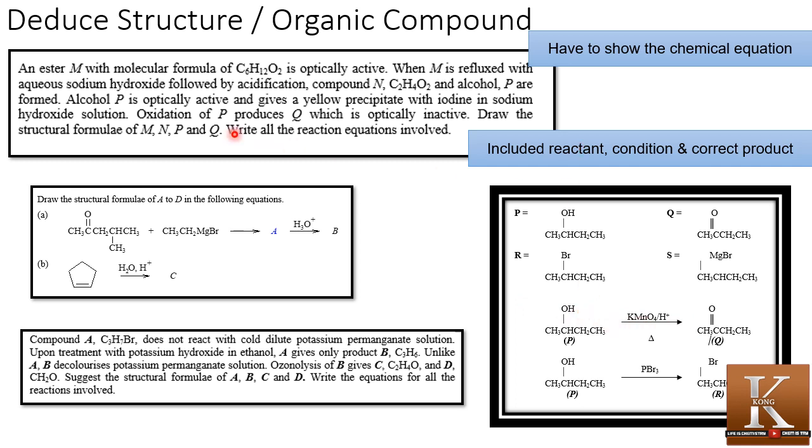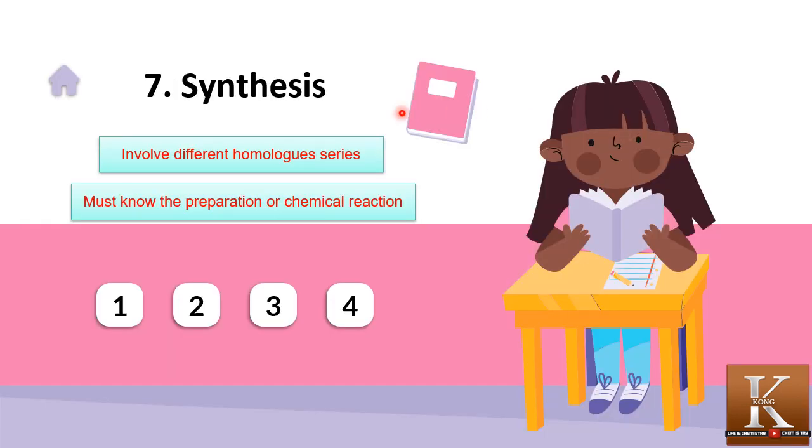So based on here, okay, P gives a yellow precipitate with iodine. So you have to write with iodine and then show the product as well. So the product is Q, for example. So you have to show the chemical equation, including the reactant, condition and correct product. So you must know how to link from A to B or to C, okay, like that. So normally the question related to deducing structure will involve more than one functional group. Okay. Now synthesis involves different homologous series; you must know the preparation and chemical reaction as well.